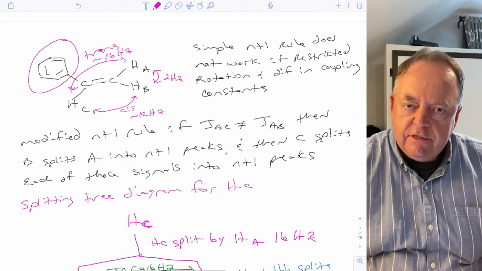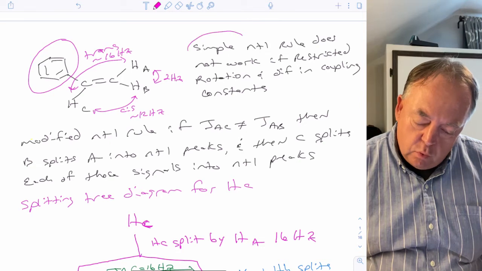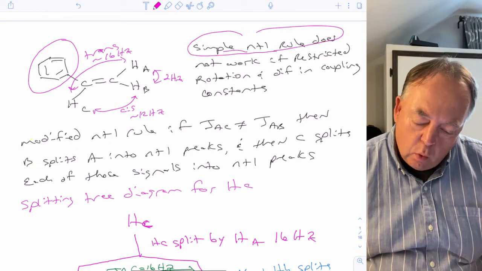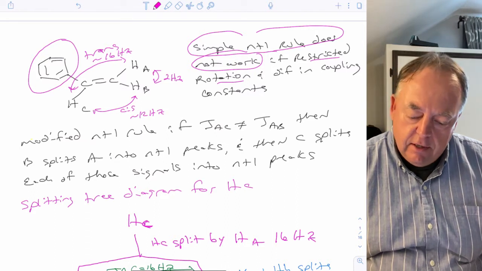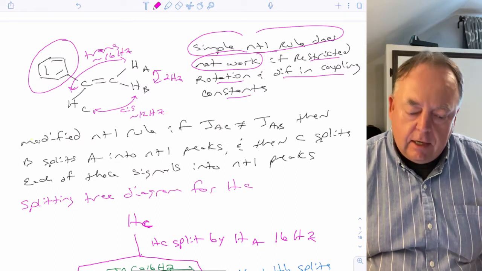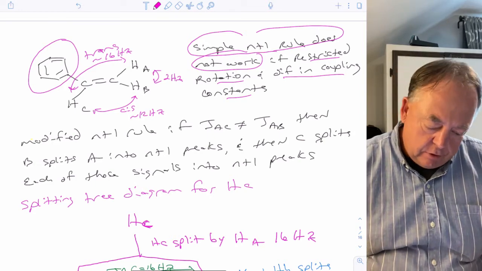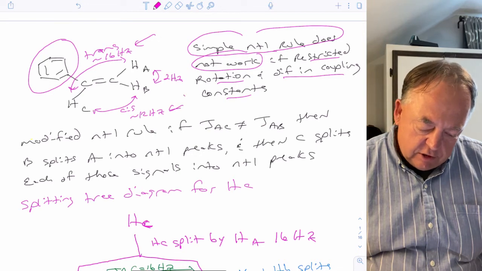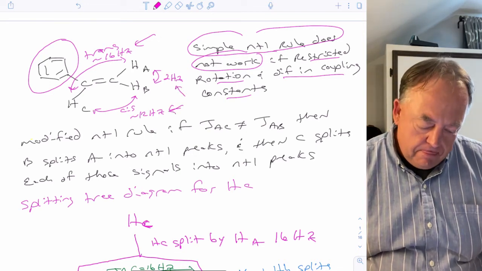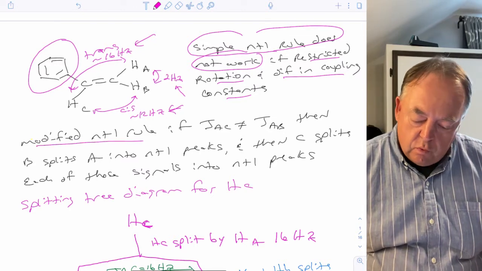They're all neighbors of each other, so they can all split each other, but the simple n+1 rule does not work in a molecule like this because of the restricted rotation around the double bond and the big difference in coupling constants between cis coupling, trans coupling, and geminal coupling, right? Where the trans coupling is 16 Hertz, the cis coupling is 12 Hertz, and the geminal coupling is 2 Hertz. So then we have to use what's known as a modified n+1 rule.